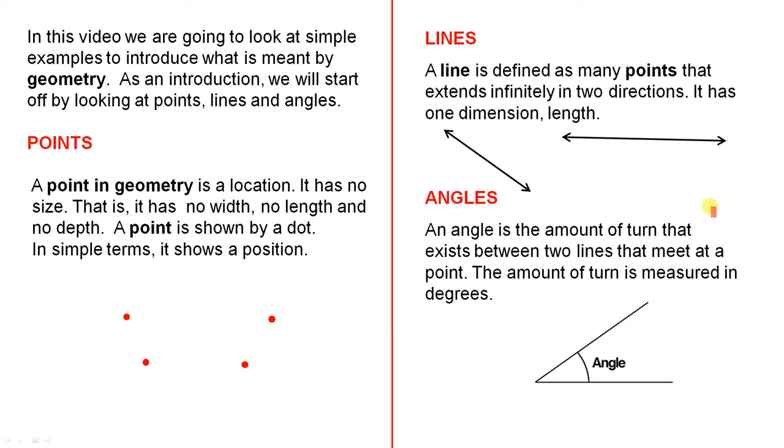An angle is the amount of turn that exists between 2 lines that meet at a point. The amount of turn is measured in degrees. So this is the angle here. So you've got a line here, you have a line there. I've actually stopped the lines at that point there, see? And the amount of turn, see that there? That's the angle. Okay, so that's what an angle is.